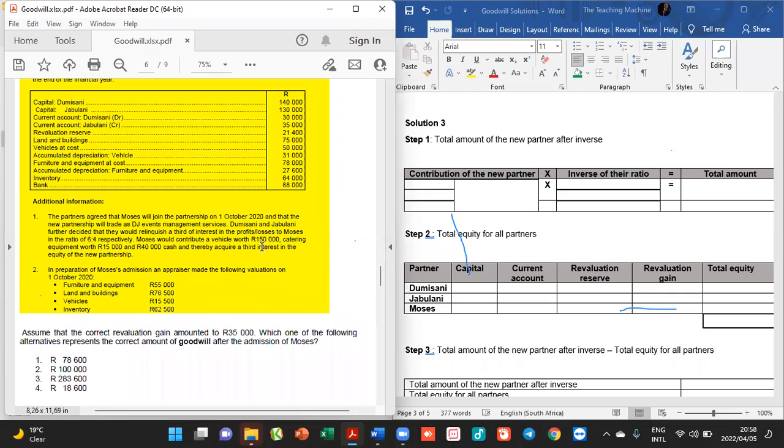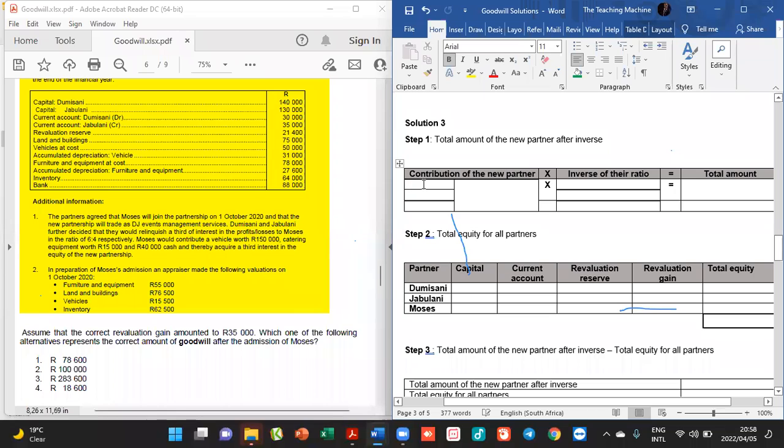Now, this one is different from the other examples we did, because if you look at the trial balance, we have the revaluation reserve. So if you see the revaluation reserve on your table, then it needs to be shared amongst the partners, and it will be treated as positive. All right. But now let's start with step number 1.